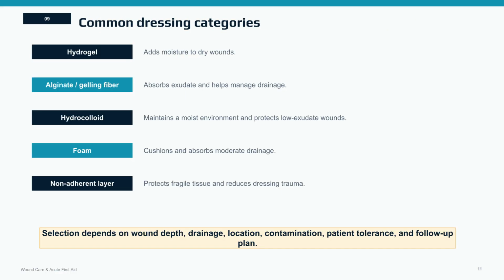Common dressing categories include hydrogel for dry wounds, alginate for absorption, hydrocolloid for protection, foam for cushioning, and non-adherent layers for fragile tissue. Selection must be based on wound depth, drainage, location, contamination, and the follow-up plan.